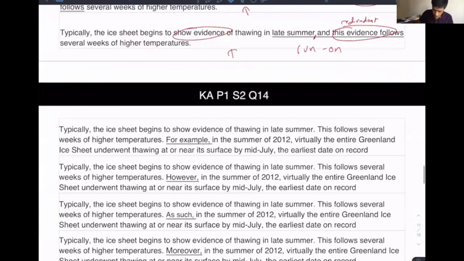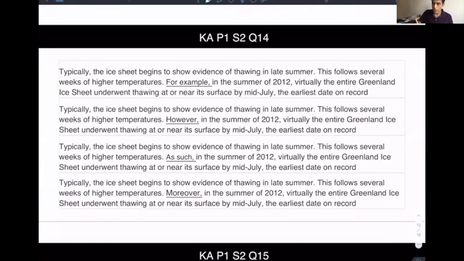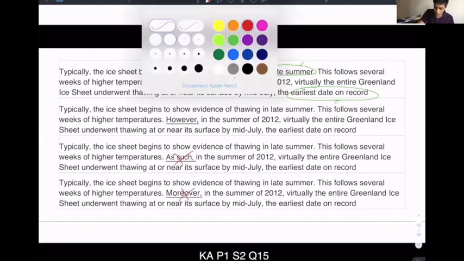Okay, what type of question is this? Please write into chat the type of question. Conjunction, there we go. So it's just looking for the relationship. Here we have "shows evidence of thawing in late summer," and then "earliest date on record." Actually, you're right, the correct answer is contradiction, not conjunction. We have late summer and then earliest date on record, so these two ideas are opposite to one another. "For example" is not opposite. "However," maybe, "as such" is not opposite. "Moreover" is also not opposite. So the correct answer is "however."